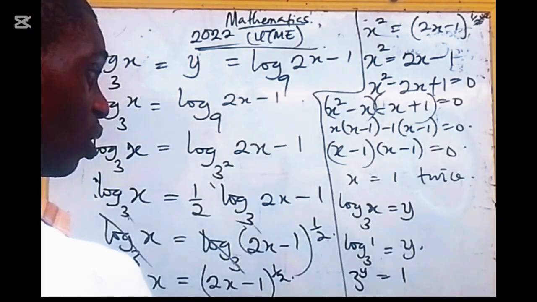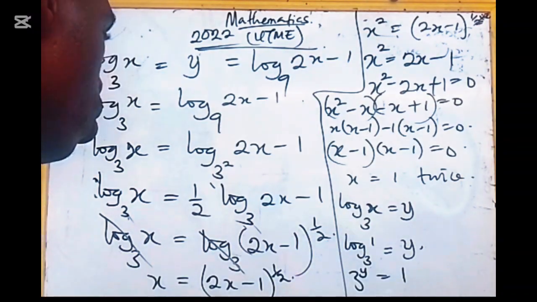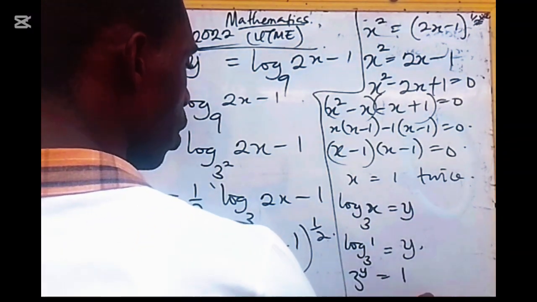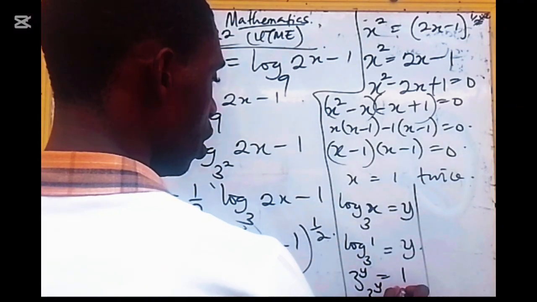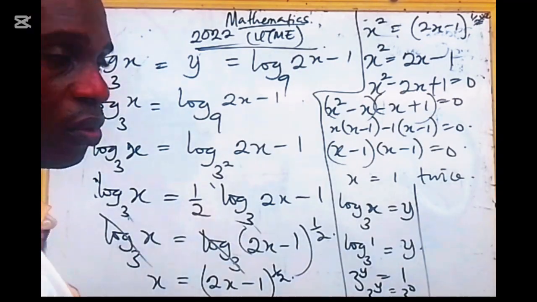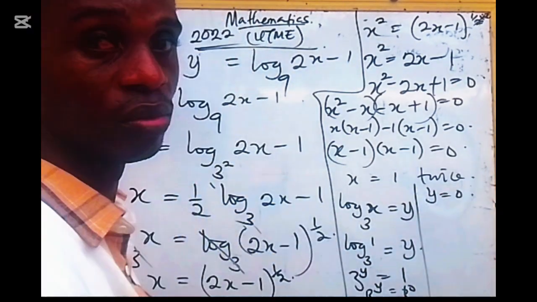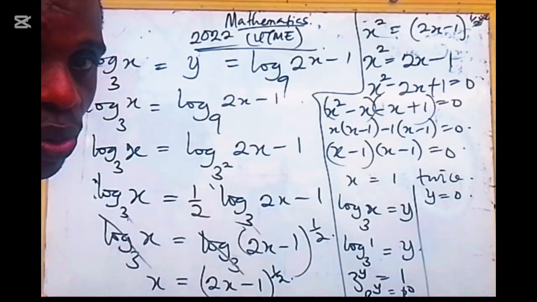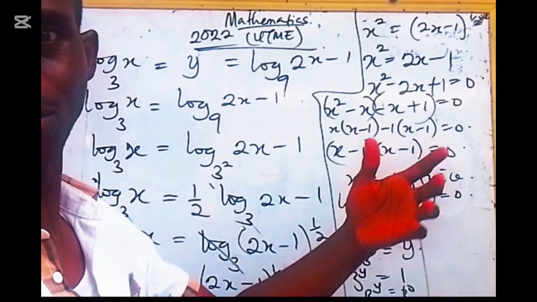In fact, looking at this, I can solve it directly, because the logarithm of 1 to any base is 0. Whatever the base, even if you put yourself as the base of log 1, it's still 0. But from here, just to prove that, 3 raised by y, this one is 3 raised by 0. 3 raised by 0 is 1. So therefore, y equals 0.